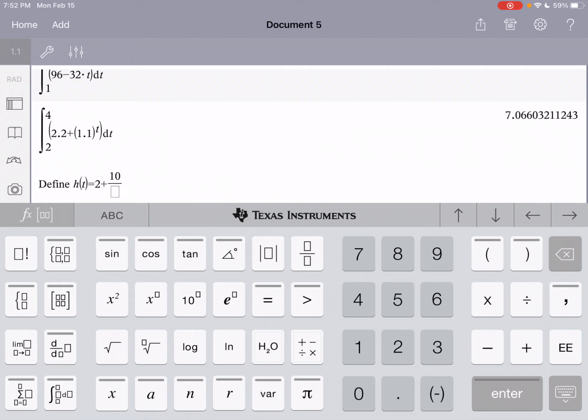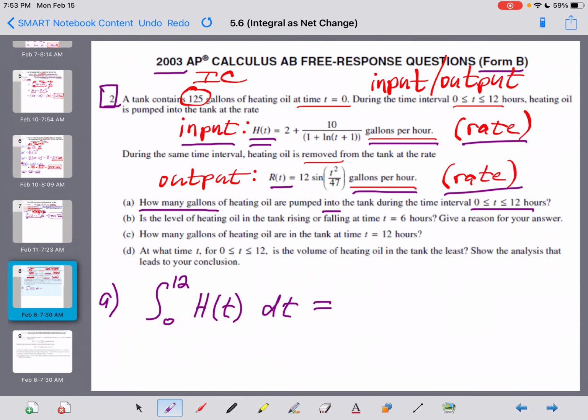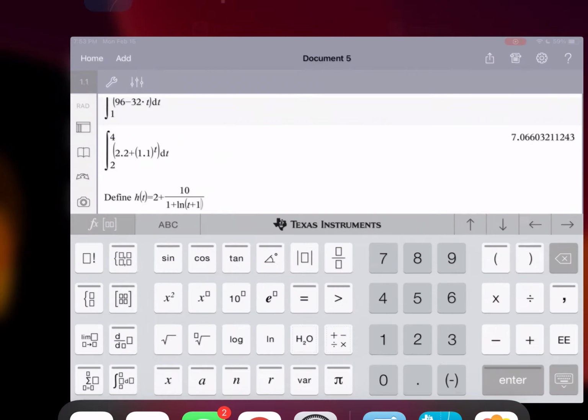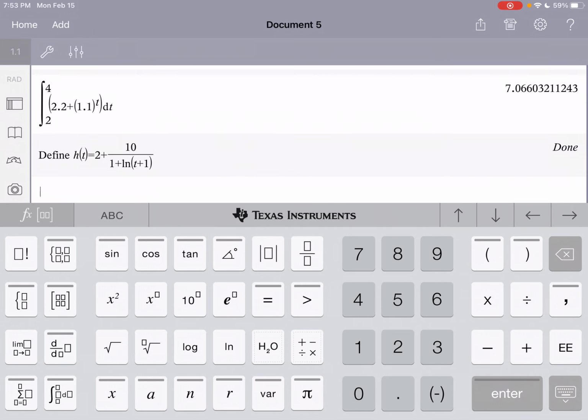10 over 1 plus natural log, there we go, natural log, and I think this was a t plus 1 if I'm not mistaken, but I'm sure I'm going to have to go back and double check that. I think that was it. So 2 plus 10 over 1 plus natural log of t plus 1. That should be it.